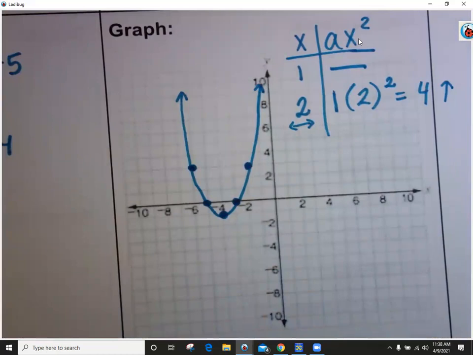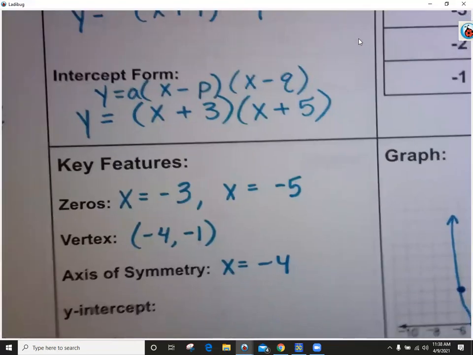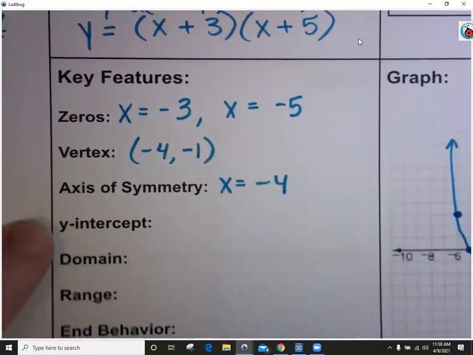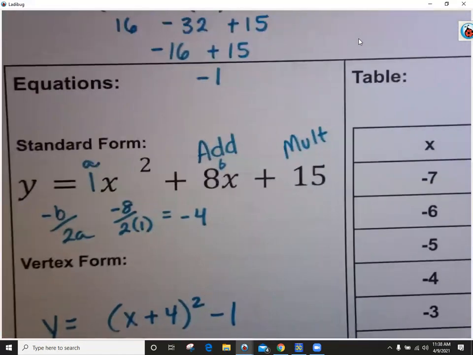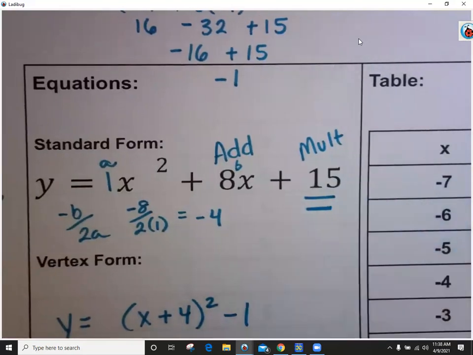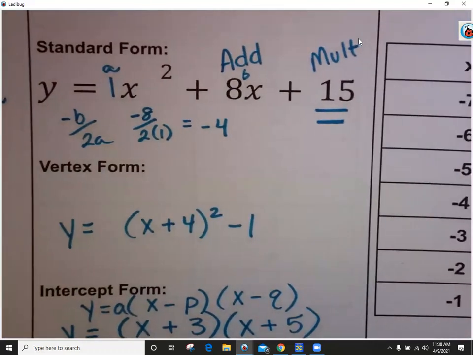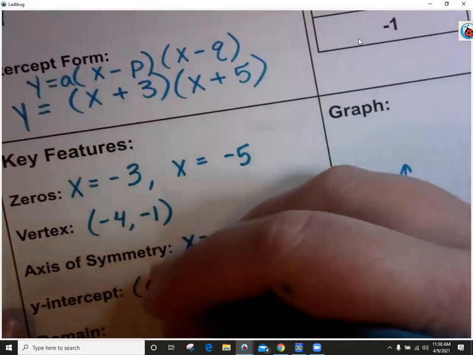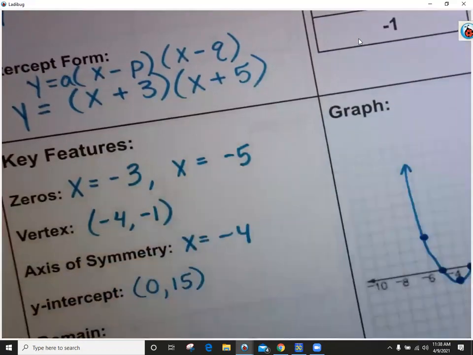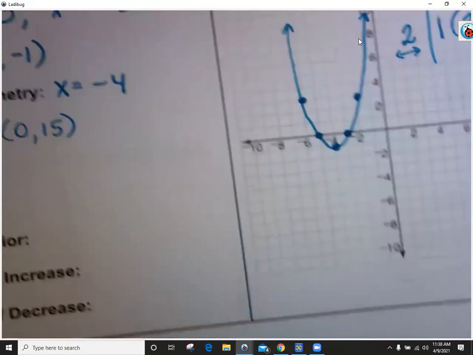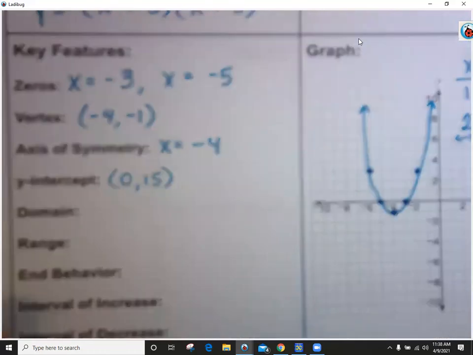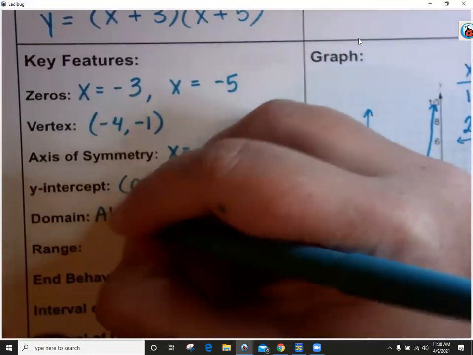Okay, and then we should be able to fill out the rest of the key features. Again, we can't see the y-intercept on the graph, but that's okay because we have an equation in standard form. And the equation in standard form, the c value is your y-intercept. So our y-intercept would be 0, 15. The domain would be all real numbers.